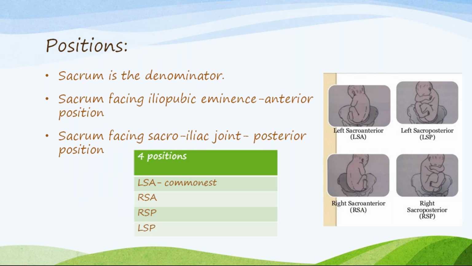Position, all these things, because once breech is there, you have to deliver the baby. You should know the position of the baby, the position of the breech. We have four positions when the breech is there. Here the presenting part is the breech, and the denominator is the sacrum. That is it.